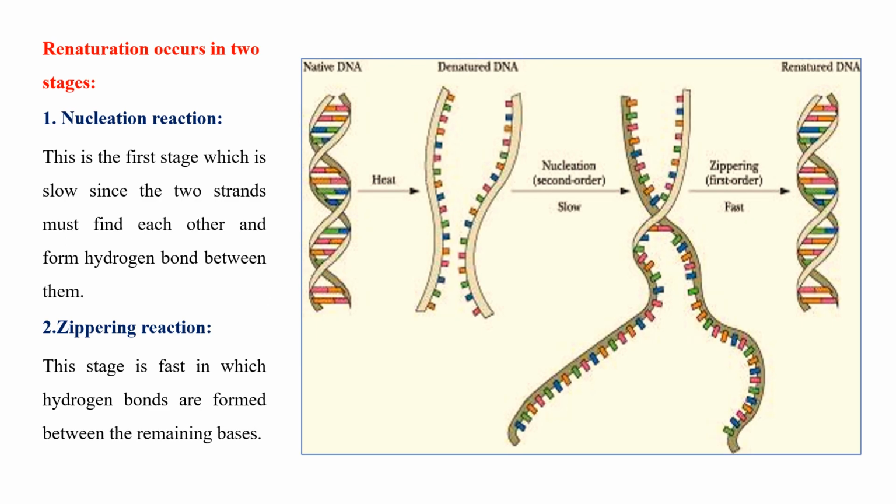The annealing or renaturation occurs in two stages. The first one is nucleation and the second one is the zippering reaction. So let's see about the nucleation reaction. This is the first stage, which is slow since the two strands must find each other and form hydrogen bonds between them. The next one is the zippering reaction. This stage is fast, in which hydrogen bonds are formed between the remaining bases.